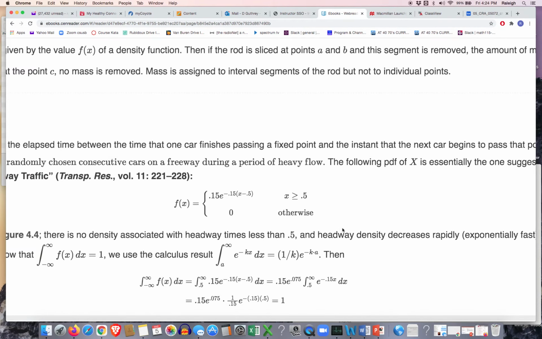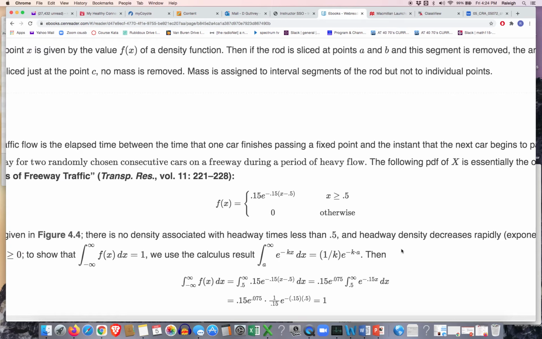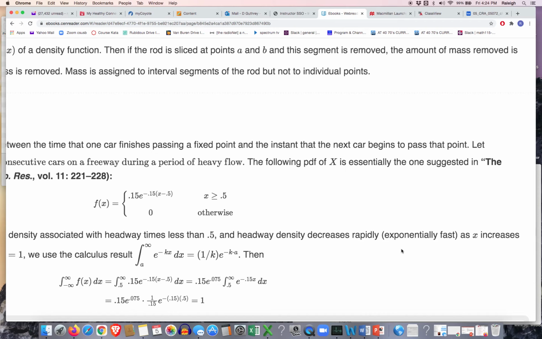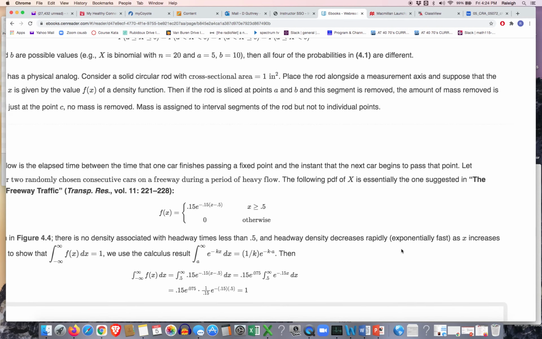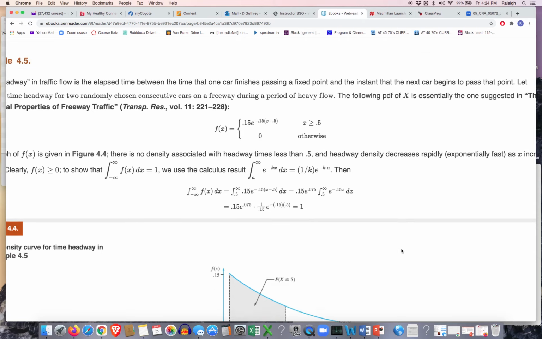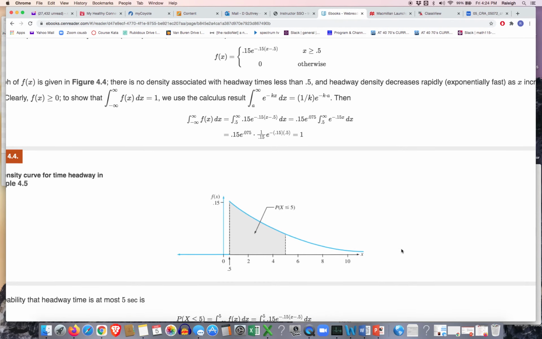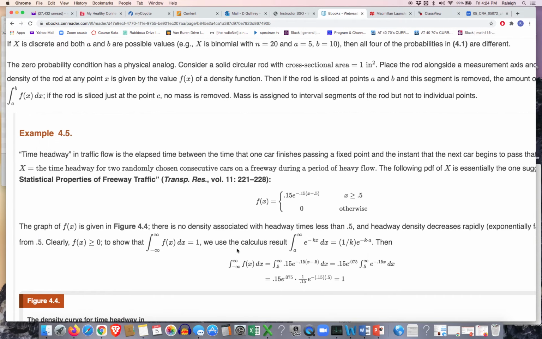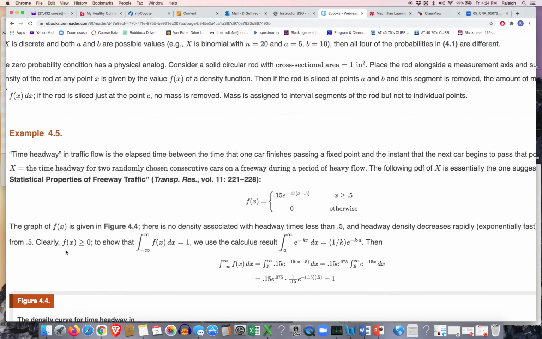We're not going to mess with the small values. Okay, so no density associated with times less than 0.5, and headway density decreases rapidly. They even have a picture coming up here in just a moment, so let me see if I can squeeze this back. And this is the picture we're aiming towards. So what we're going to do is to look at the graph of f of x given. Of course, no density associated with times less than 0.5, so we trim that off.